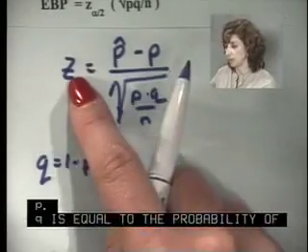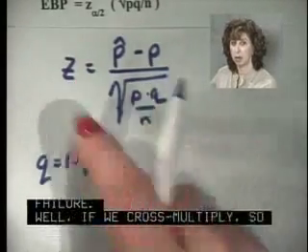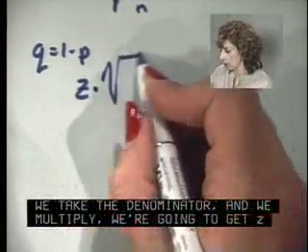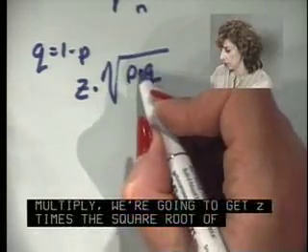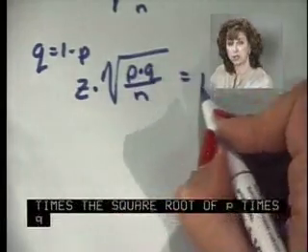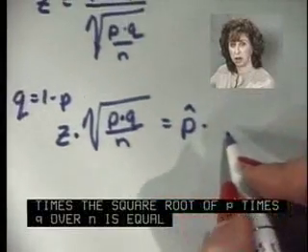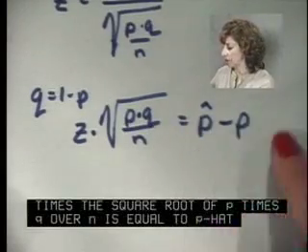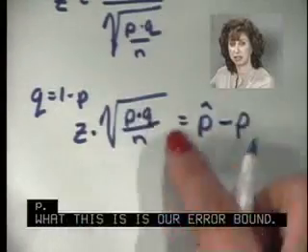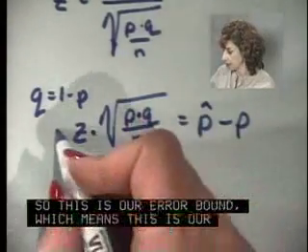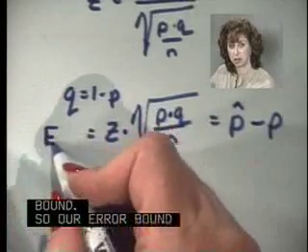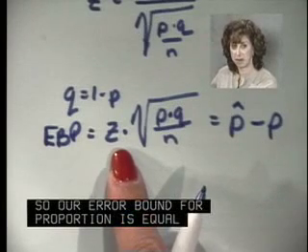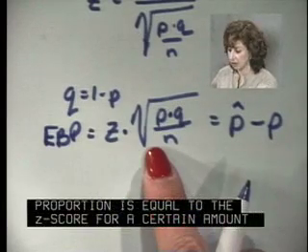If we cross-multiply, taking the denominator and multiplying, we get z times the square root of p times q over n is equal to p hat minus p. This is our error bound. So our error bound for proportion is equal to the z-score for a certain amount of area in the tail times the standard deviation.